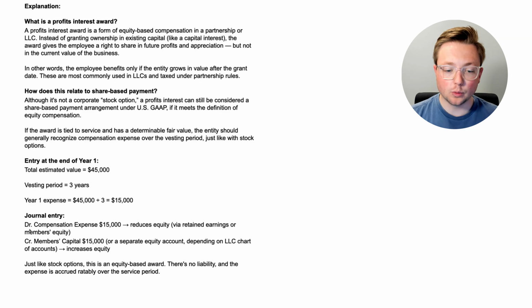The key here is that you want to know that you debit compensation expense and you credit the capital for $15,000 as well, and that is going to increase and decrease equity, or basically have a net zero effect on equity. Just like stock options, this is an equity-based award. There's no liability, and the expense is accrued ratably, or again, even, it's $15,000 each year. It's evenly over the years, over the service period.